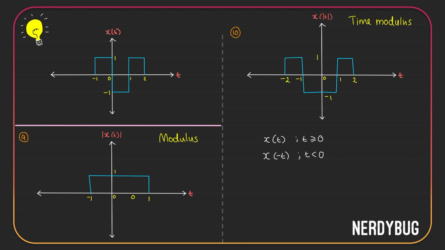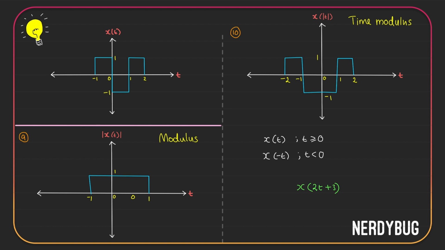Now the question is, what if we have to apply more than one operation in the same signal? What if I have to find out x of 2t plus 3? There are two operations here. I have a time scaling with the 2 and I have time shifting with the plus 3. So should I do time shifting first and then time scaling, or first time scaling and then time shifting, or does the order not matter?